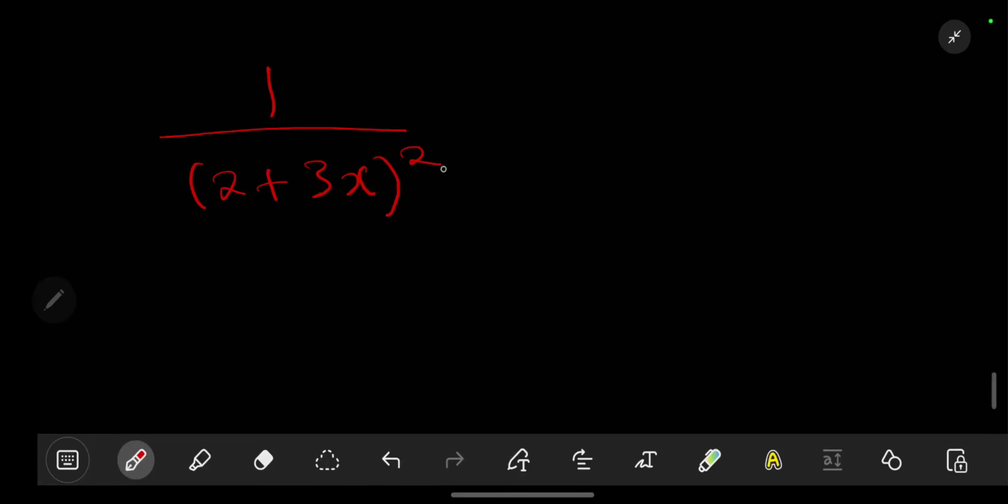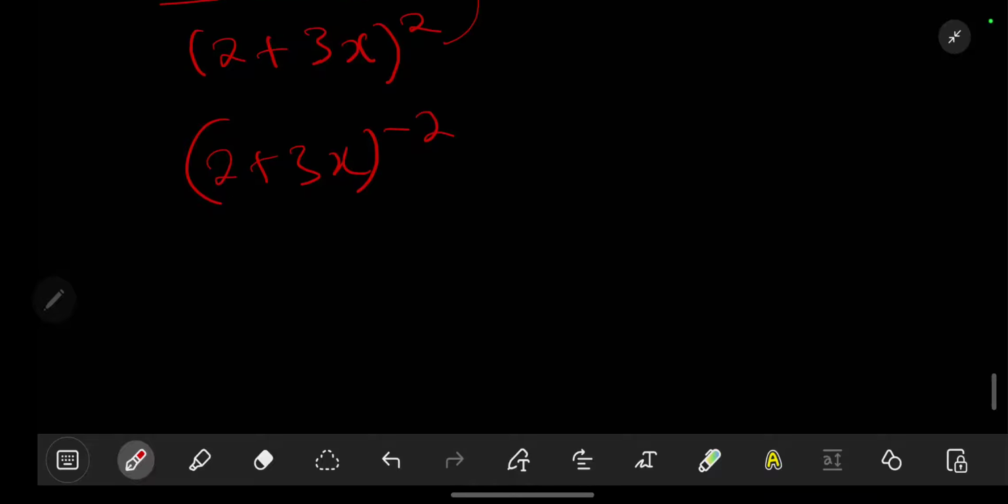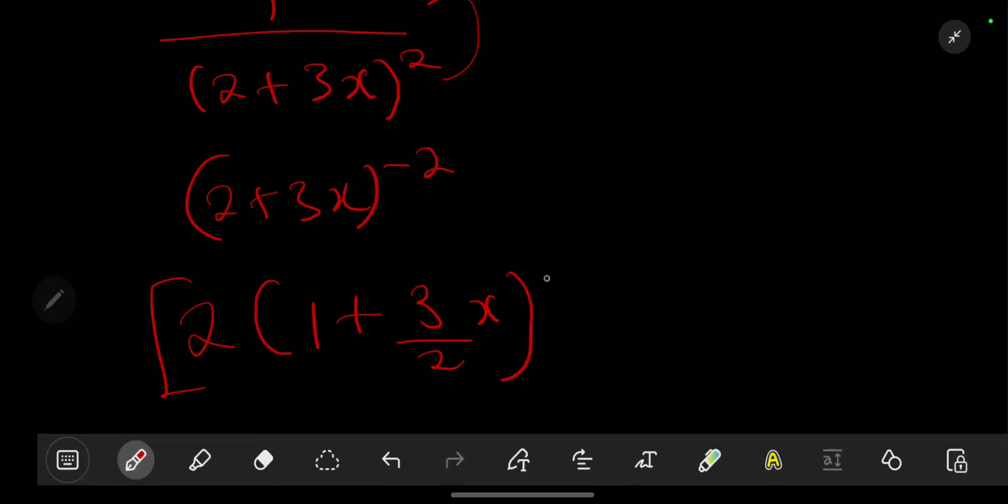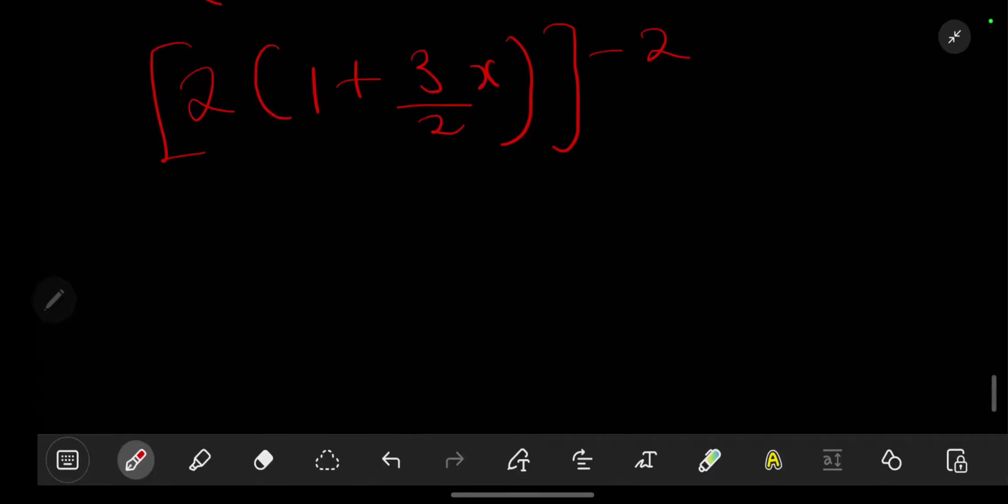Let's look at another question. If we have this one, let it go up so that we have our 2 plus our 3x to the power of negative 2, like that. By doing that, let this 2 divide everything. When it goes up, this becomes negative. So we are going to have our 2, open brackets, 1 plus 3 over 2x, then to the power of negative 2, in such a way that if I multiply this by this, it will give me this, and this by this, it will give me that. So with that said, we can now expand.